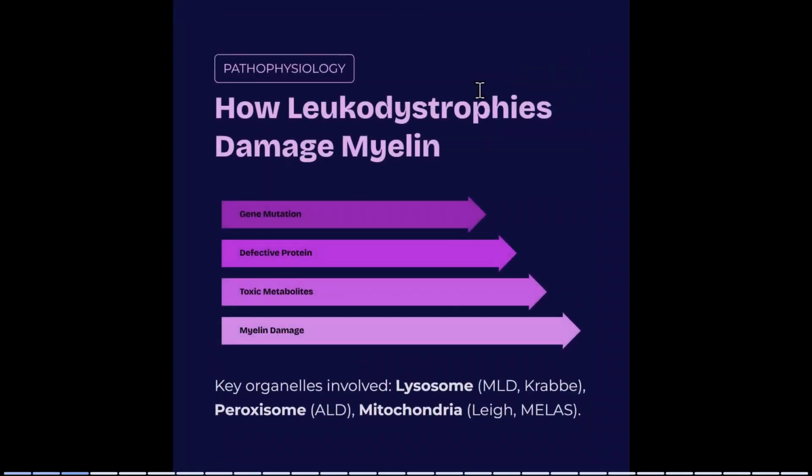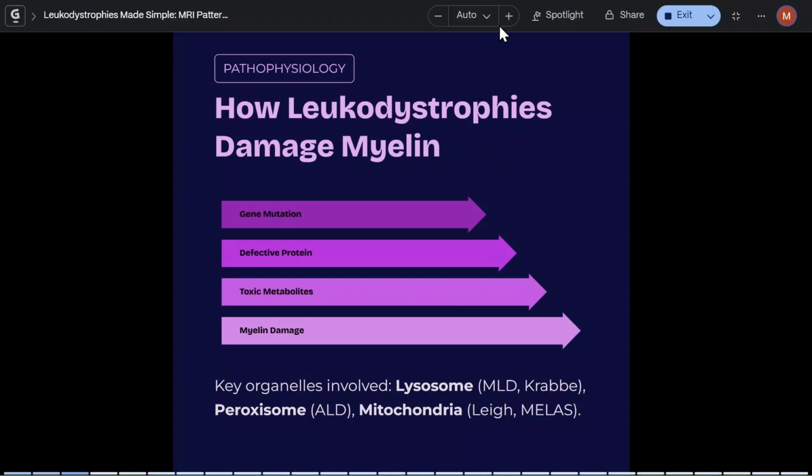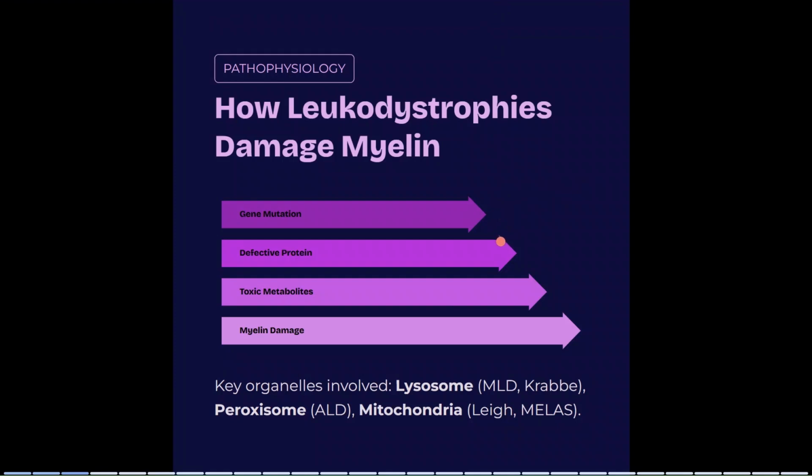Coming up next, how do leukodystrophies damage the brain? This is some basic level pathophysiology: mostly these are preceded by gene mutations that lead to defective protein, and that results in accumulation of toxic metabolites mostly, and it results in myelin damage. So this is the whole story of how leukodystrophy comes into the picture. It can involve different organelles, which could be lysosomes, peroxisomes, or mitochondria.